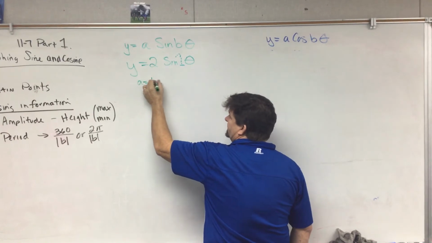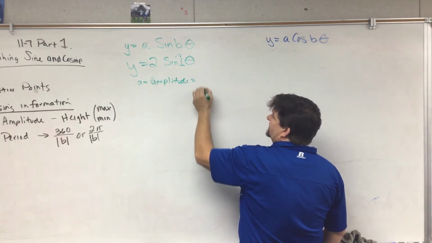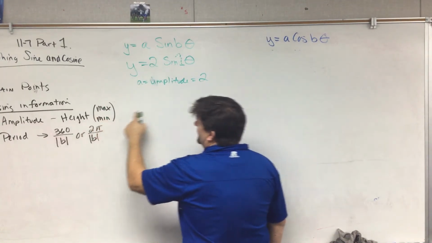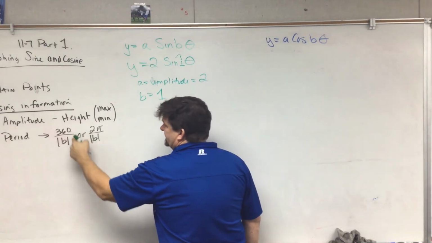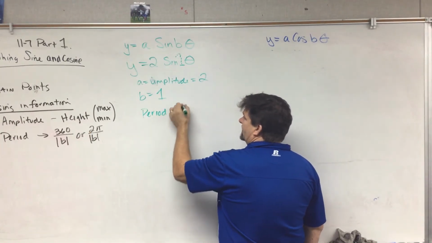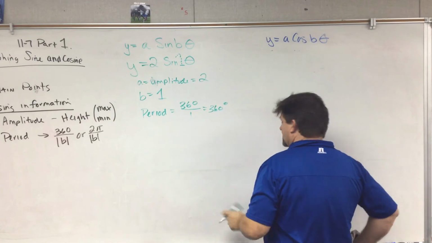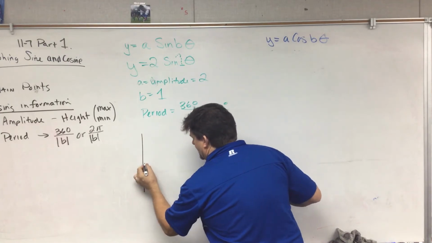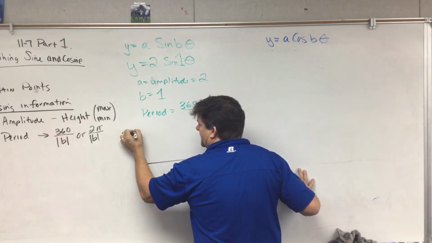So A, which is my amplitude, is equal to 2. So now my height's 2, it's no longer 1. My height, it's my maximum and my minimum. Now I have B here, B is 1, but I use B to find my new period, so I'm going to use 360. So my new period is 360 divided by 1. So that doesn't change anything, so it's 360 degrees. So now all we do is use this to graph. So let me put my axes up here. Don't forget, this is in radians. This is the sine of theta.